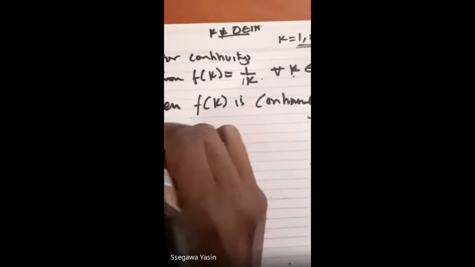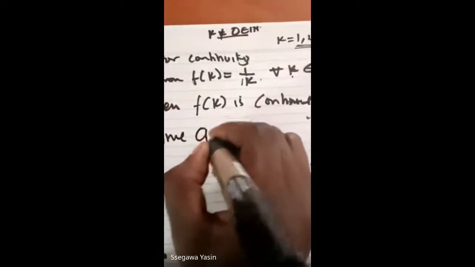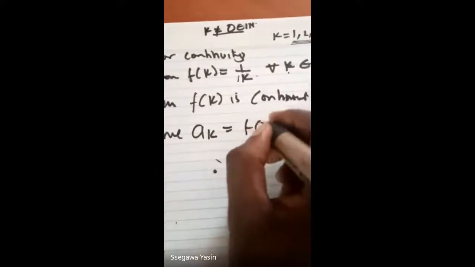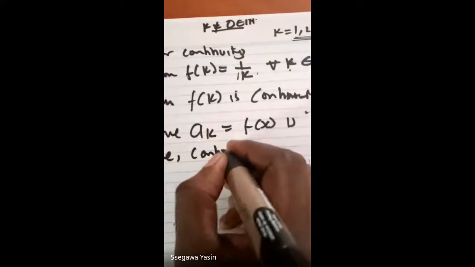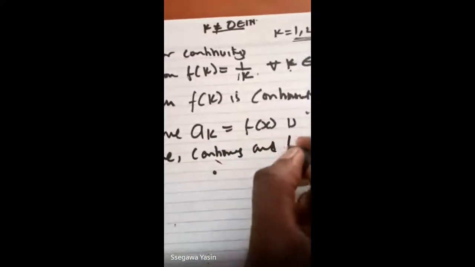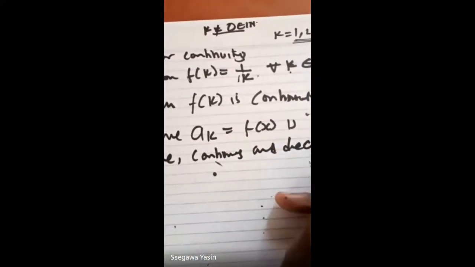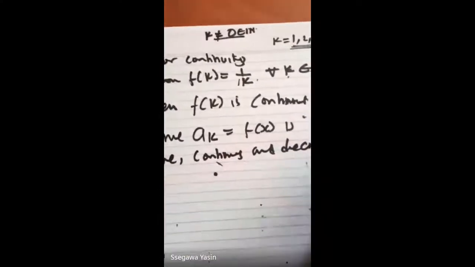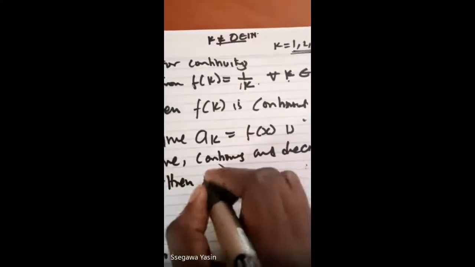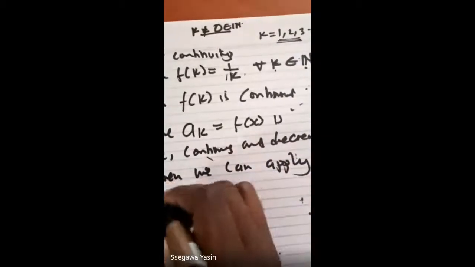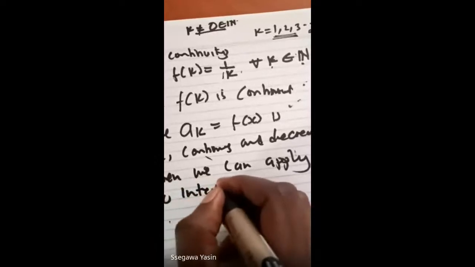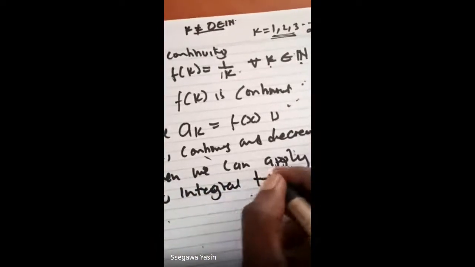Now, since a_k, which is the same as f of x, is positive, continuous, and decreasing, then we can apply the integral test.